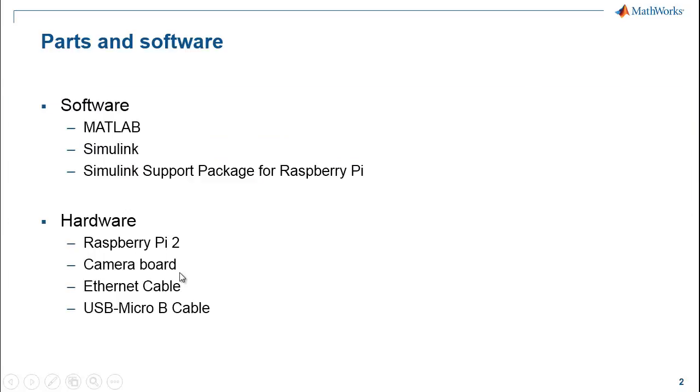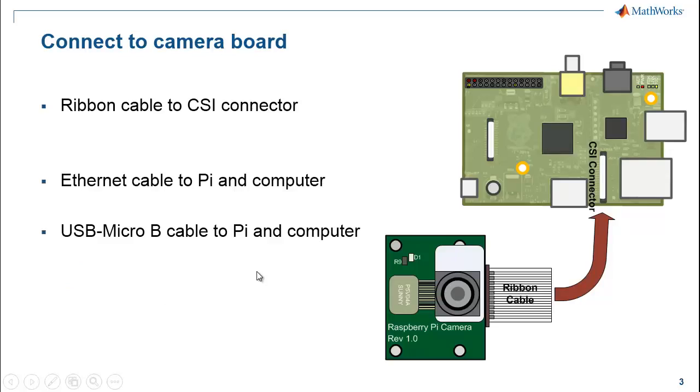I have a Pi 2, camera board, Ethernet cable, and a USB micro B cable for this demo. To get the connections right, plug in the camera board to the CSI connector port on the Pi 2. Also connect the Ethernet and USB cables to both the Raspberry Pi board and your computer.